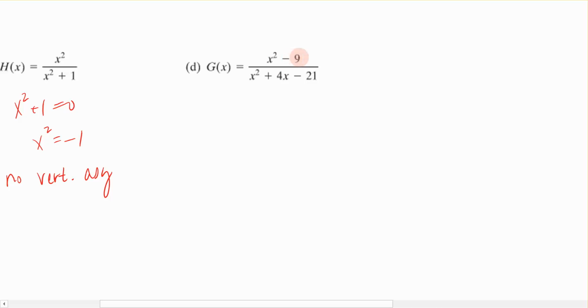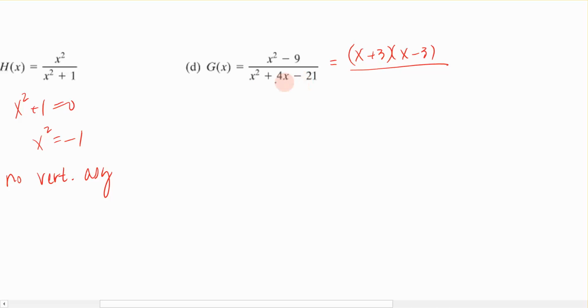x squared minus 9 divided by x squared plus 4x minus 21. This is the time where we get to maybe factor the numerator and the denominator to see if I can cancel anything out. So the numerator is going to factor into x plus 3, x minus 3.